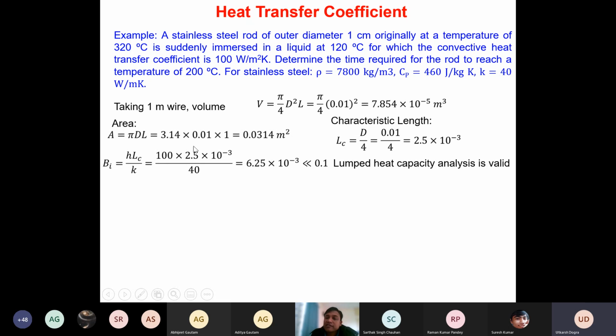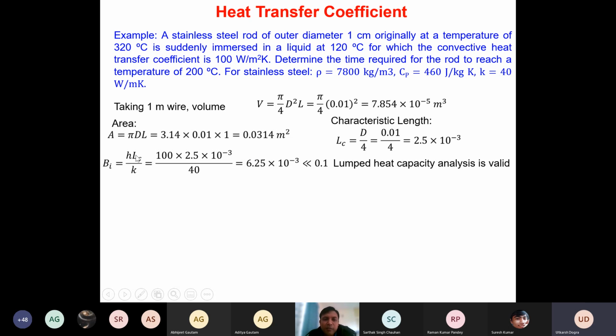So again, this characteristic dimension is required because here we need to calculate the Biot number. And the Biot number we want to calculate by using this formula, h L_c by K. Remember, that is what we have used, h S by K, where S we assumed as the characteristic dimension. I have just changed the notation from S to L_c here. Other than that, everything is the same. Is it okay? Yes, sir.